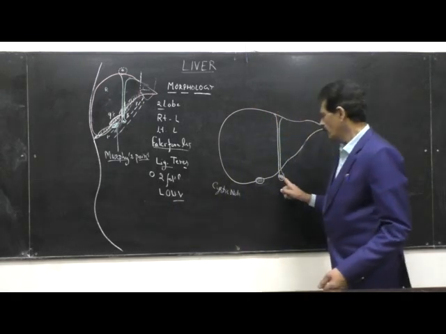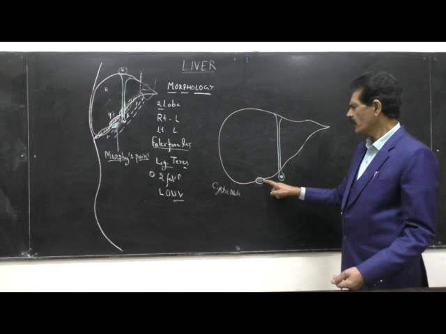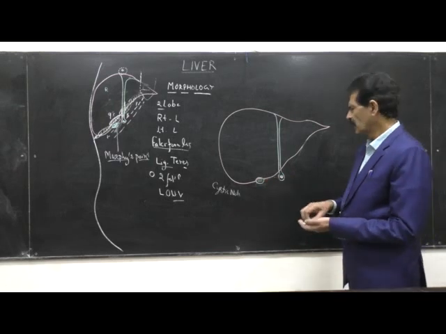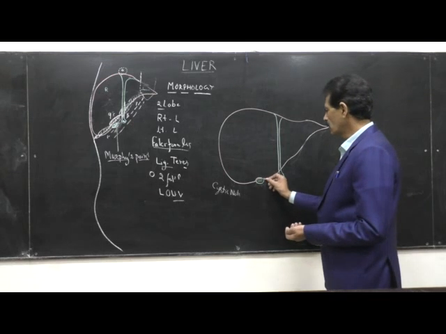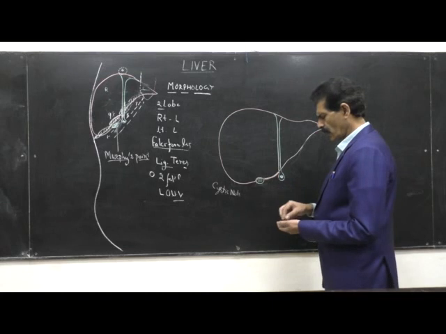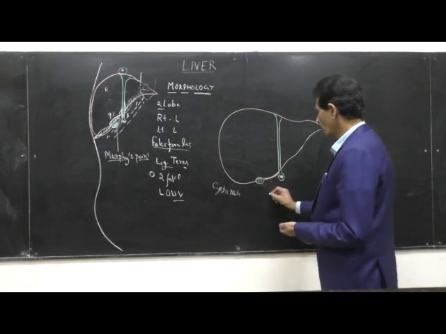Then between the ligamentum teres and the cystic notch of the gallbladder, this part of the liver is a lobe of the liver, and it is called the quadrate lobe.